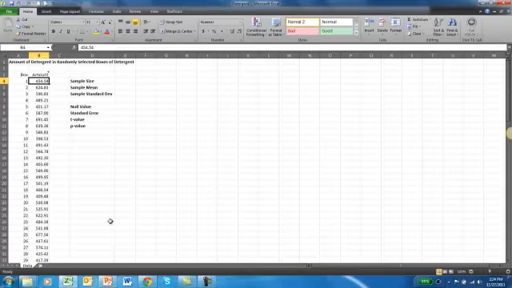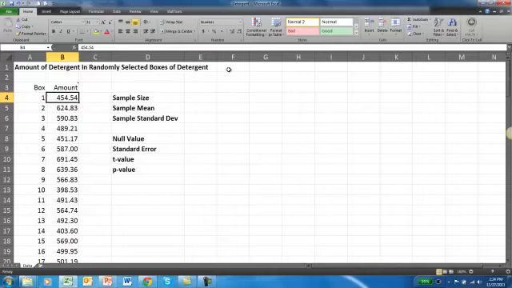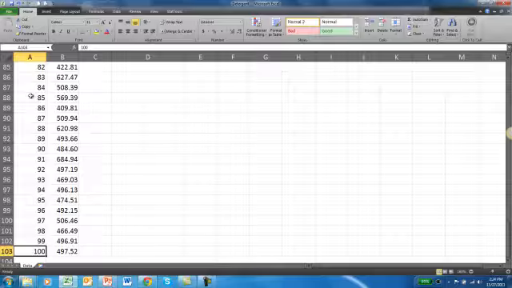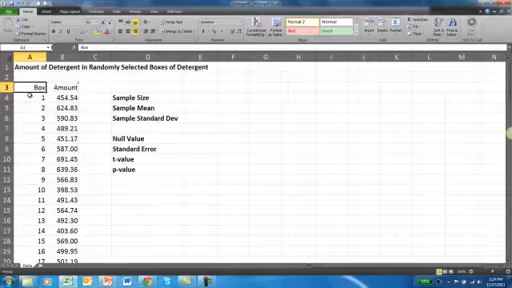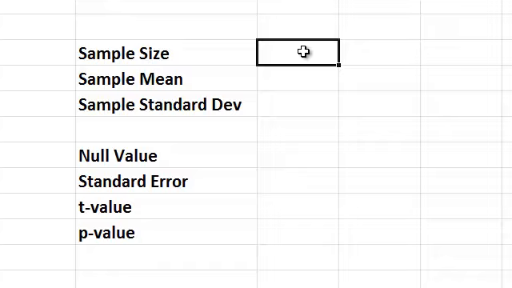So here's our data file detergent, and I'll zoom in here to give us a better view. And we have a number of boxes of detergent. Scroll down, we've got 100 boxes of detergent in our sample. And for each box of detergent, we have the number of grams of detergent that's measured in that box. So we can start to capture some information that will allow us to ultimately find the p-value for our test. So first of all, our sample size is 100.